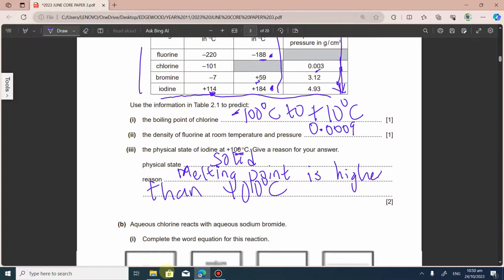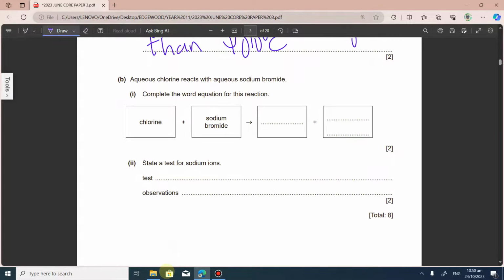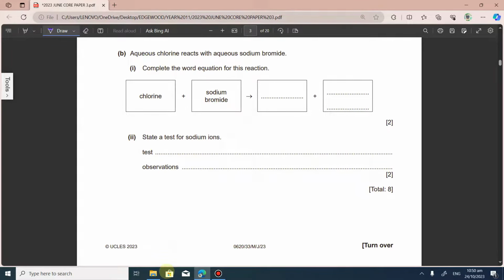Okay, so moving forward, it says aqueous chlorine reacts with aqueous sodium bromide. Complete the word equation for this reaction. Now, chlorine plus sodium bromide. So we look at how reactive chlorine is. In terms of reactivity, we know that chlorine is more reactive than bromine in this case, so we expect that chlorine displaces the bromide ion in this compound.